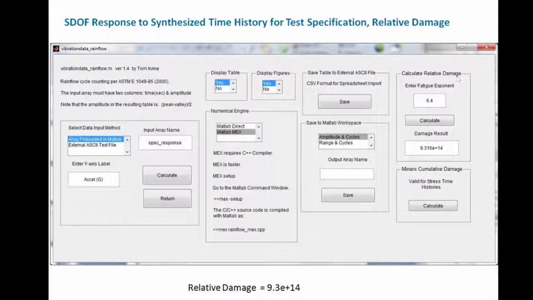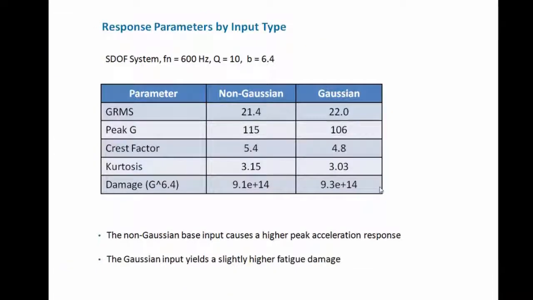Then here's where we did the damage for the response to the Gaussian base input, where the base input had kurtosis equal to 3. B is equal to 6.4, be sure and get the right exponent there. And we got a damage value similar to what I just demonstrated. Now for the slide version, here's a comparison.